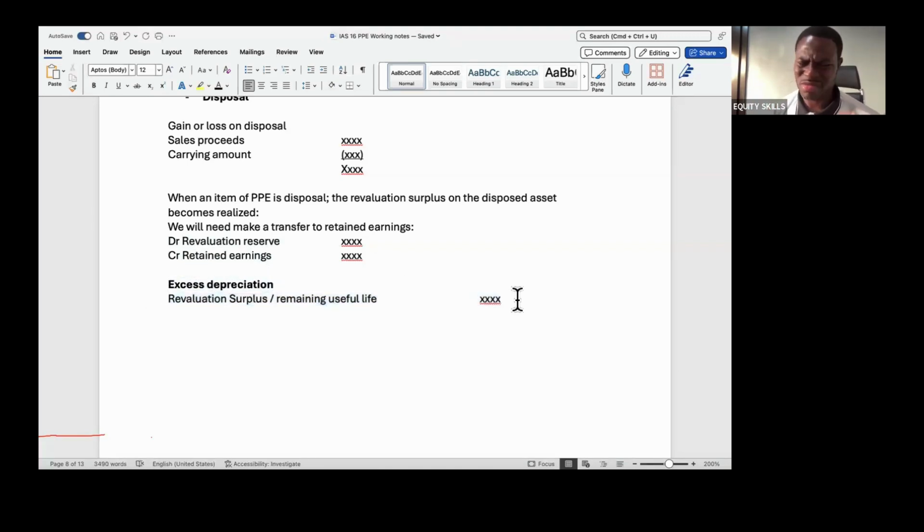And maybe, but the thing is this, don't ever do this unless the examiner tells you that it's the company's policy to do this. Okay? Unless the examiner tells you it's the company policy to do this.